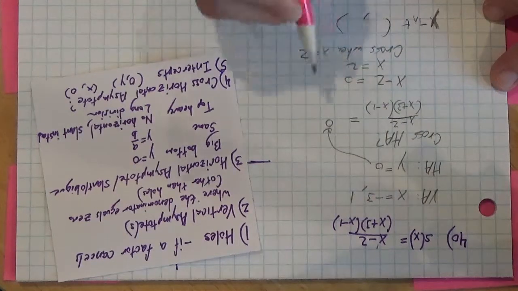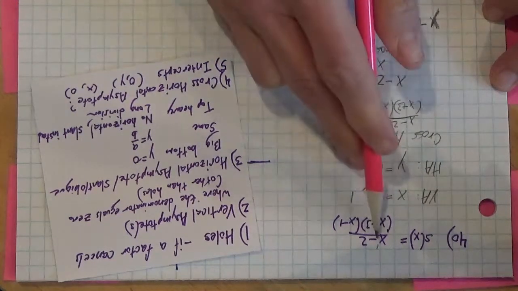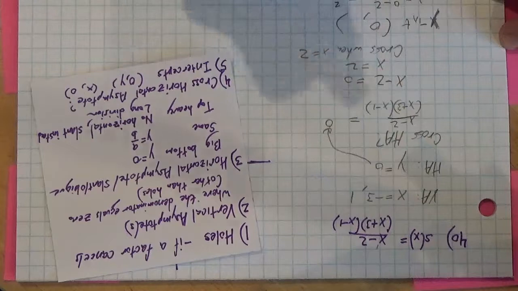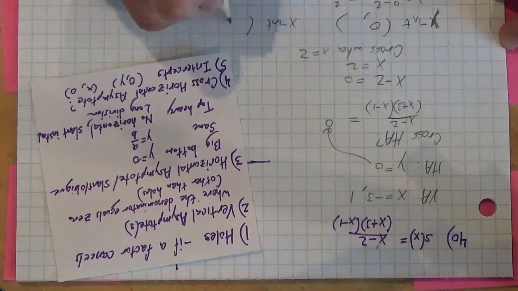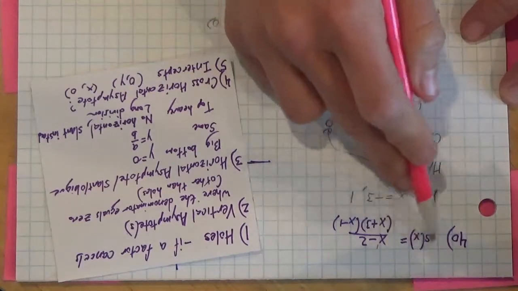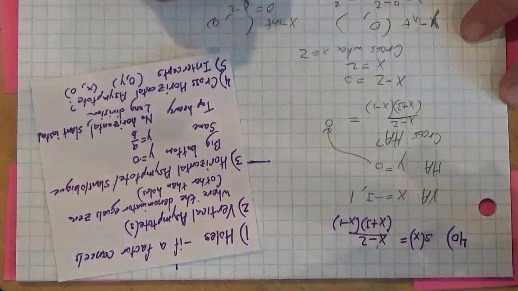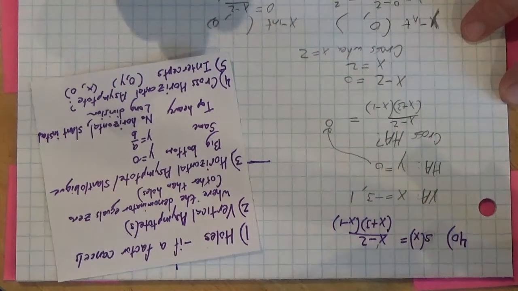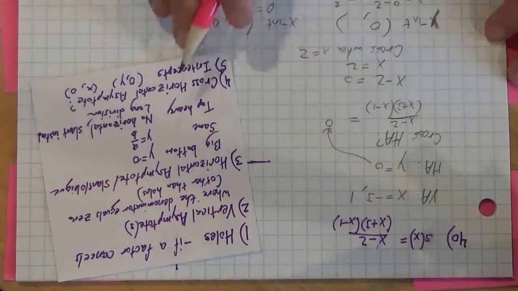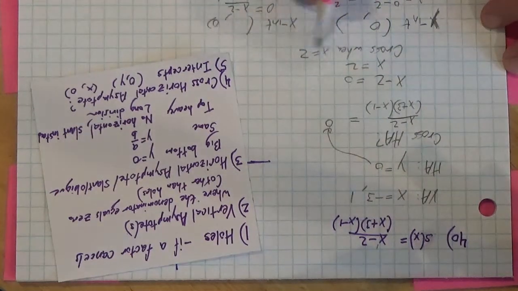Y-intercept, when the x is 0, the y will be 0 minus 2 over 0 plus 3 times 0 minus 1, which is -2 over -3, so 2/3. And then the x-intercept, when the y is 0, so when this equals 0, 0 will equal x minus 2 over x plus 3 times x minus 1. And so when you cross multiply, the denominator kind of ends up wiping itself out, and hey, x equals 2 again. So the x-intercept is where it crosses the horizontal.